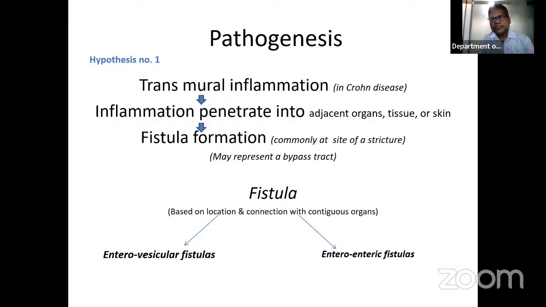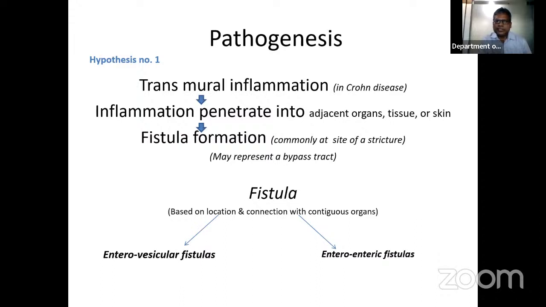Now, for the pathogenesis of fistulizing Crohn's disease, there are 3 hypotheses put forward. The first is that transmural inflammation is a characteristic feature of Crohn's disease. Then this inflammation penetrates into the adjacent organs, tissue, or skin, and this will finally lead to fistula formation. This commonly occurs at the site of a stricture of the Crohn's disease, and this stricture also may represent a Peyer's tract.